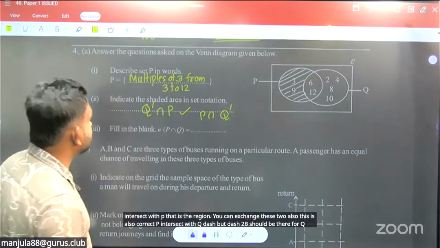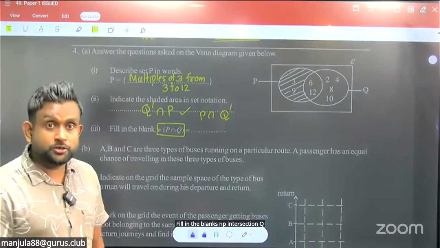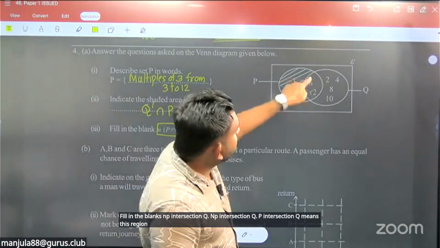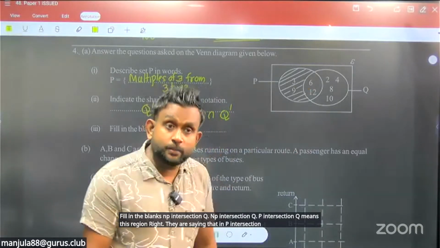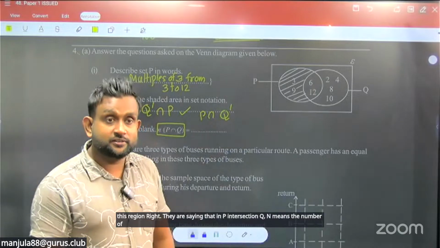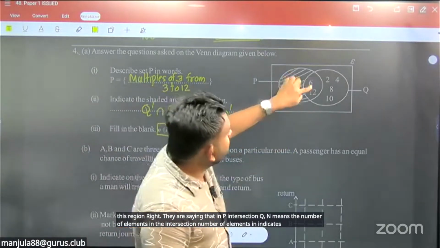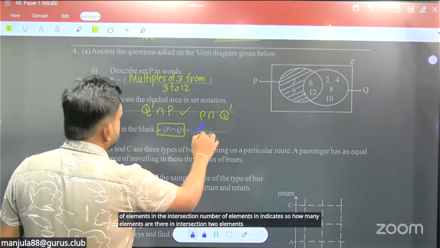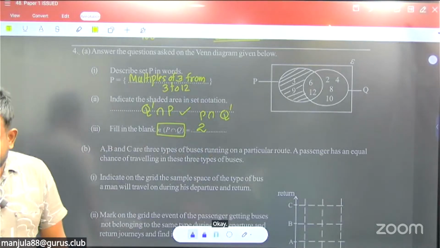Fill in the blanks. n(P intersection Q). P intersection Q means this region, right? They are saying n(P intersection Q). n means the number of elements in the intersection. So how many elements are there in the intersection? 2 elements. n(P intersection Q) means 2. Okay, right, 2 elements there.